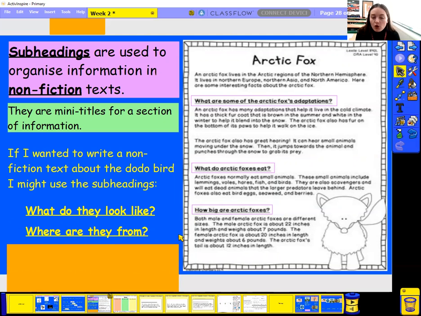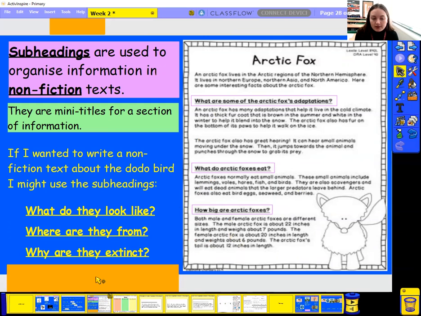Where are they from? What could we write in this subheading? Again, super quick as you can, pause the video and write me one thing that you could write about in here. I wonder if anybody can remember. Where are they from? Okay, you might write something like they are from Mauritius, which was the island that they came from.